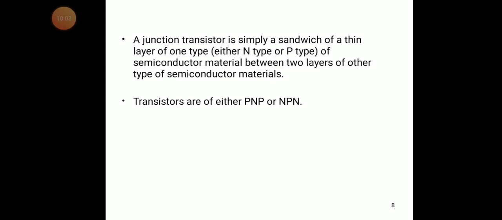What is the meaning? A junction transistor is simply a sandwich of a thin layer of one type, N type or P type, of semiconductor material between two layers of the other type of semiconductor. If you use N, that is a PNP transistor. If you use P, that is an NPN transistor. So like this, we have two transistors: NPN transistor and PNP transistor.